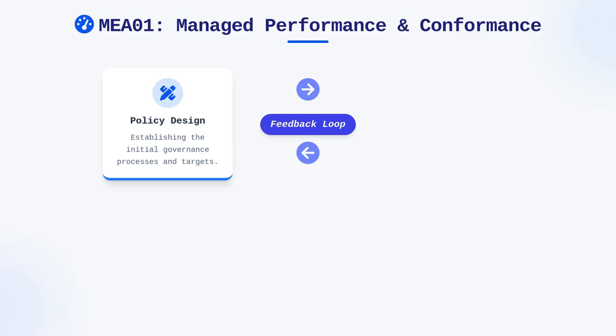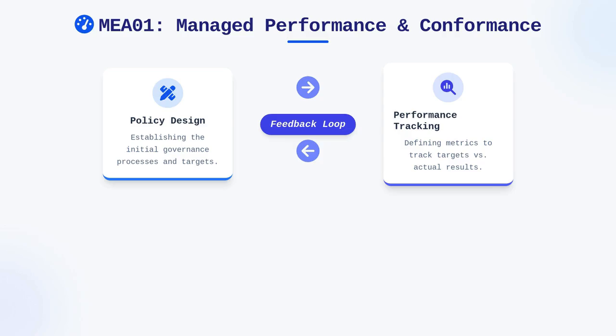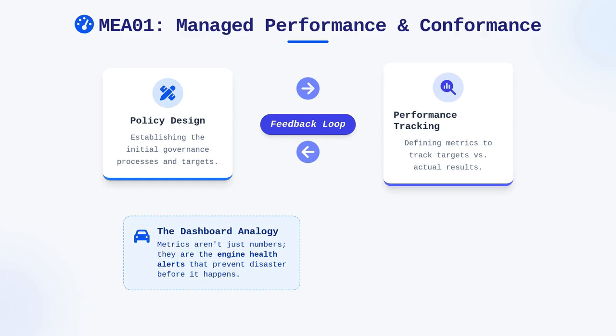This objective requires us to define specific metrics that allow us to track whether our enterprise is meeting its targets while adhering to its defined policies. By gathering performance evidence, we gain the transparency needed to identify gaps between planned outcomes and actual results.